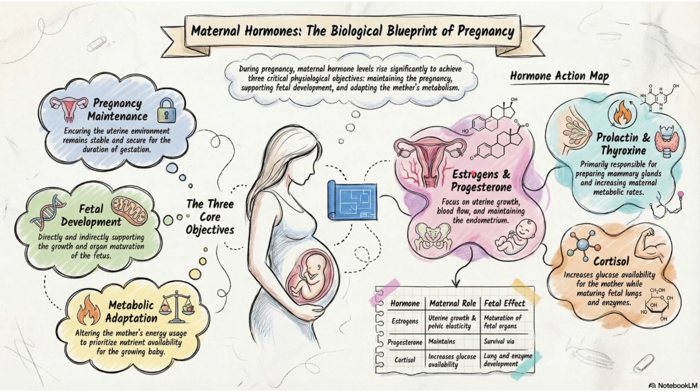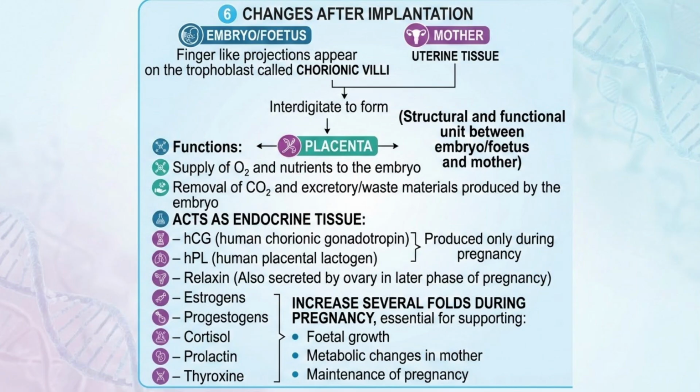Estrogen and progesterone are for maintaining the endometrium and blood flow. Prolactin, you already know, is for the growth of the mammary glands. Thyroxine is for the development of the fetus's nervous system. Cortisol will help in glucose availability for the mother. These are the things that will be there.